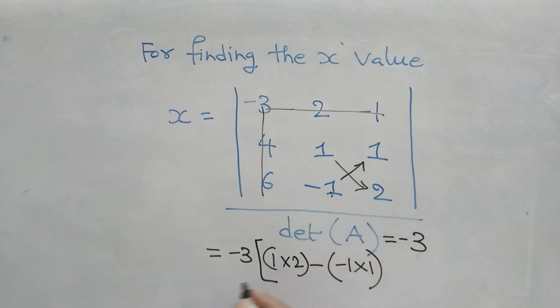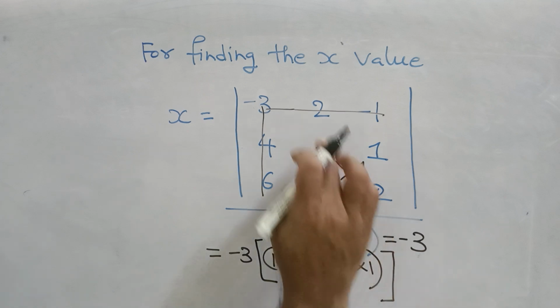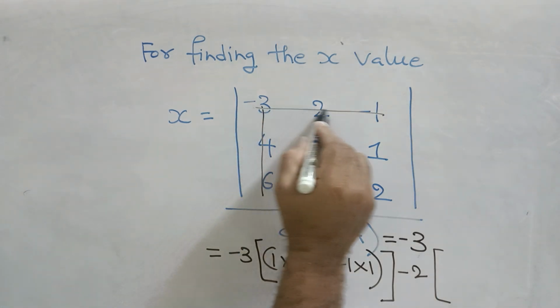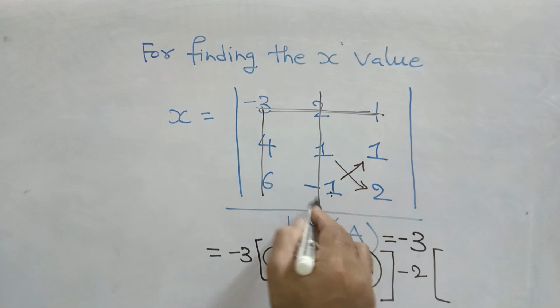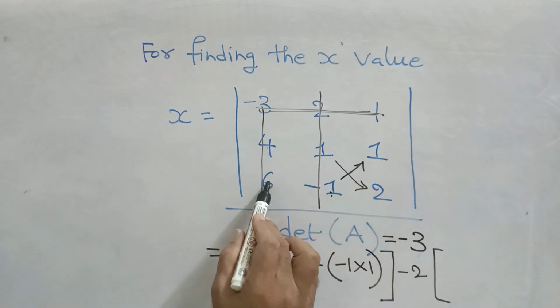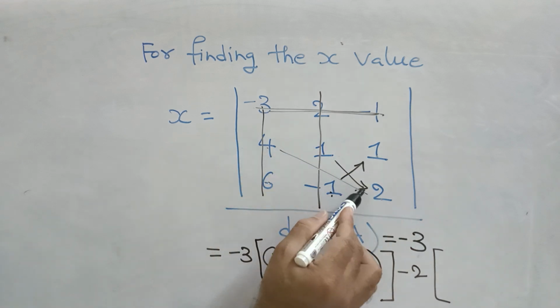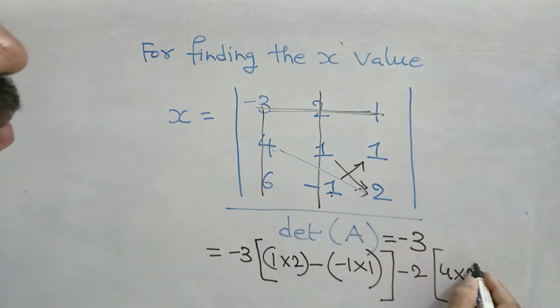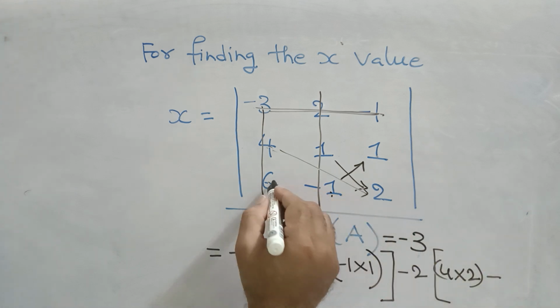That is the first thing. Then minus 2. Minus 2, what is that? Then remove that row and that column. Then what will you get? 4, 1, 6, 2. Nothing but 4 into 2, minus 6 into 1.